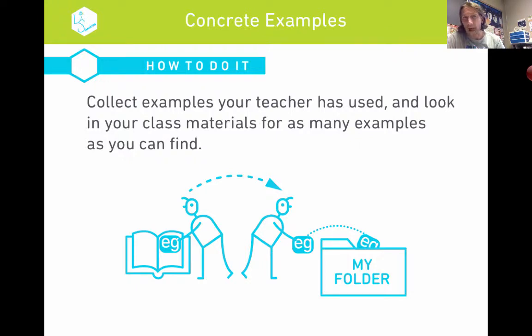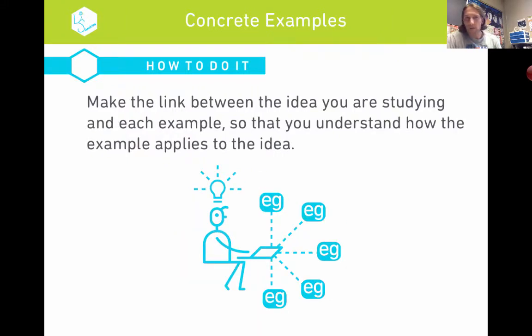So again, if you can provide specific examples, that helps. Have kids look through class materials for as many as they can find. Now, the other thing with concrete examples is getting kids to create their own. But again, when you look at memory and learning and elaboration, the importance is what is the link between all of these examples? That's going to be the key because that's the big picture.